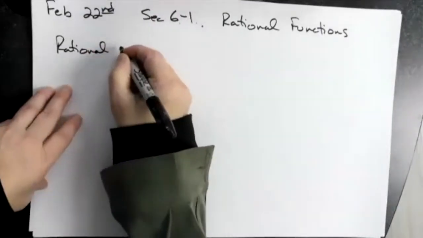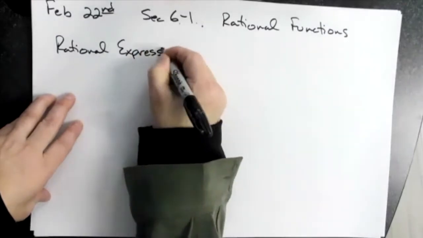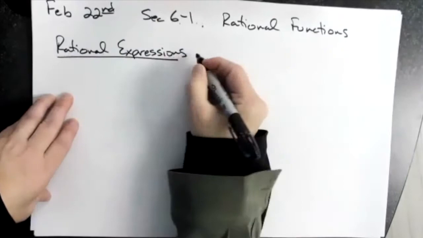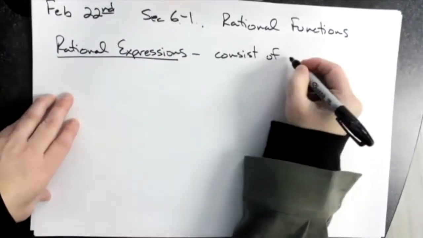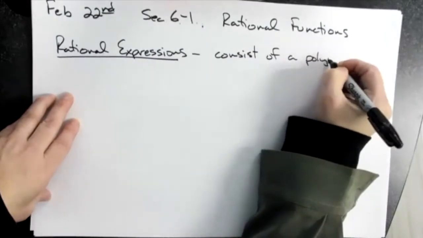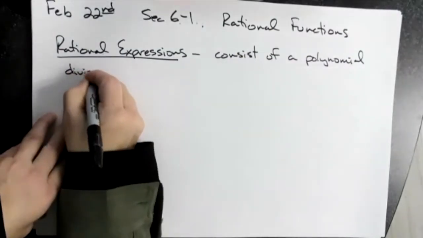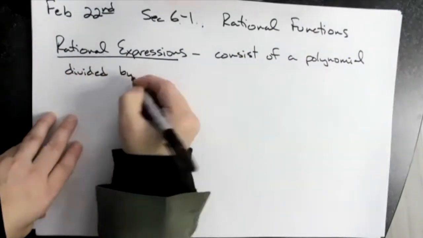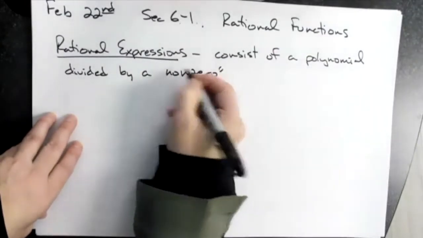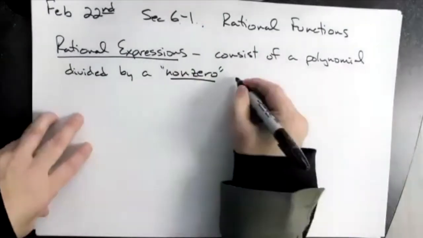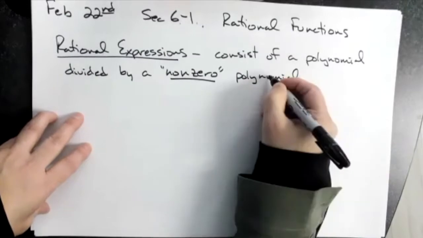Okay, so rational expressions or rational functions, you can call them really either one, depending on how the notation is. They consist of a polynomial divided by a non-zero, because of course we cannot divide by zero, so it's got to be a non-zero polynomial. So in other words, we need a polynomial on the top, we need a polynomial on the bottom.